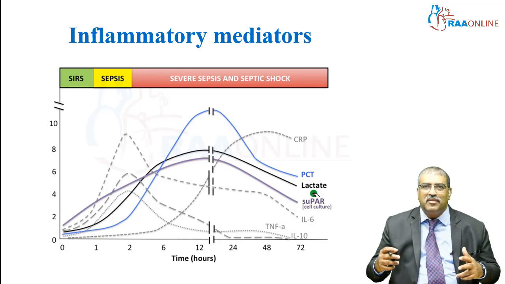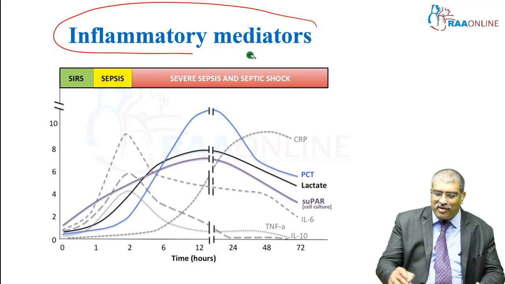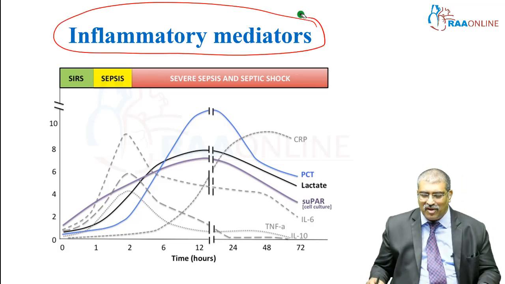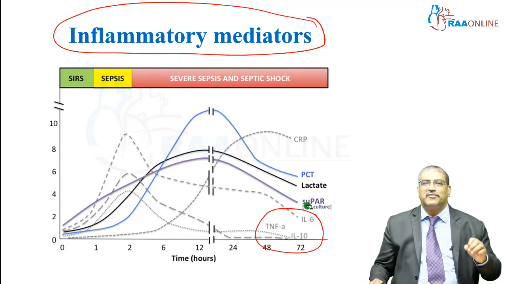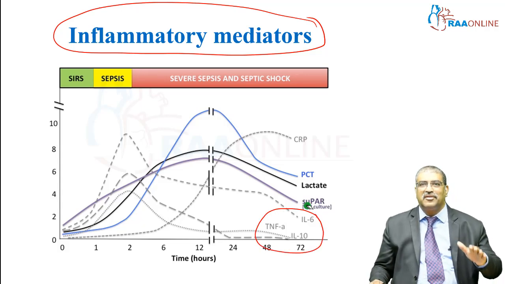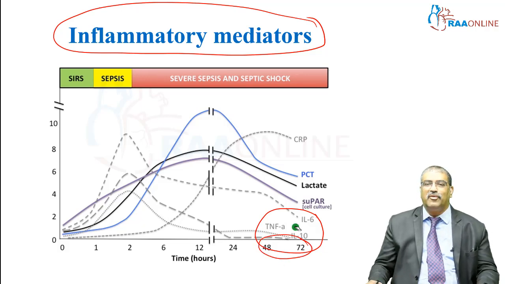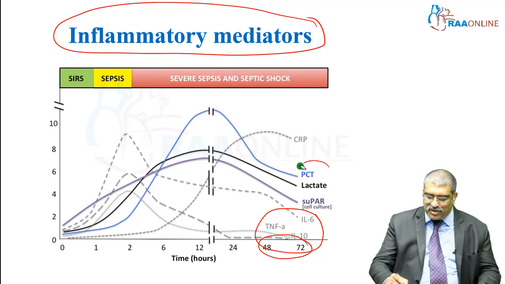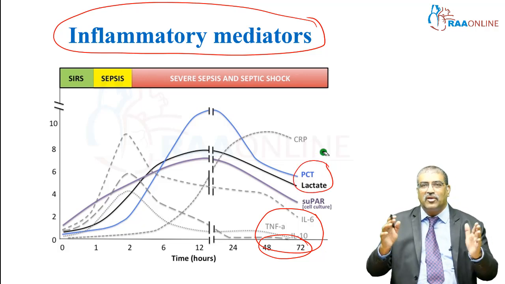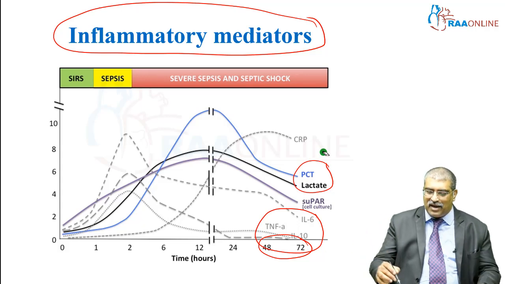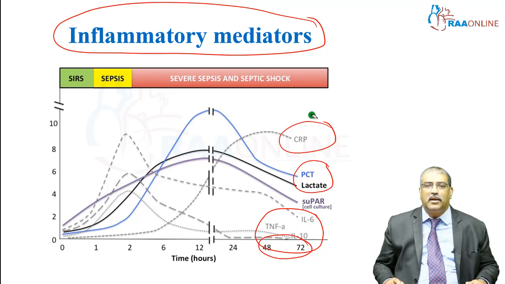Like we have an enzyme profile for acute myocardial infarction, you have inflammatory mediators in septic shock. Usually most of the inflammatory mediators, tumor necrosis factor or interleukins, will return to baseline within 48 to 72 hours. Your procalcitonin and lactate will take some more time. It usually takes around 3 to 4 days, and CRP might take weeks to come back to normal.